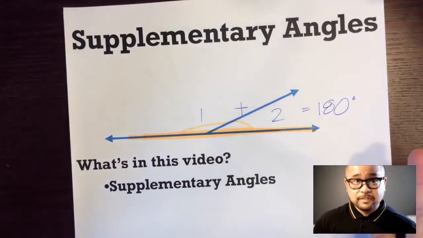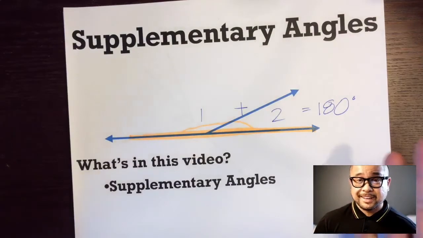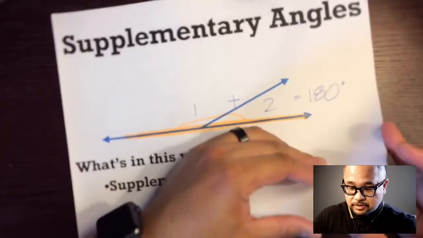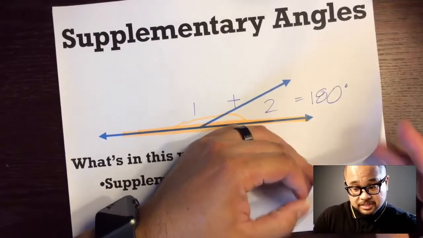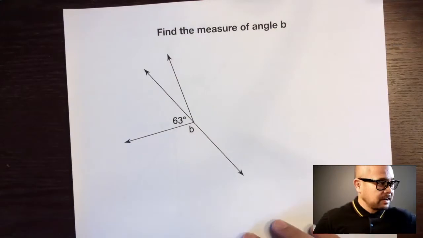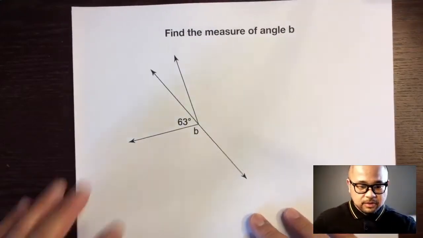So a little different from complementary angles. Complementary are angles that add up to 90. Supplementary angles are angles that add up to 180 degrees. Let's do our first example. First example, find the measure of angle B.